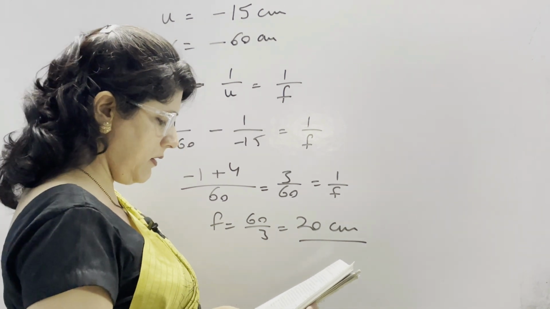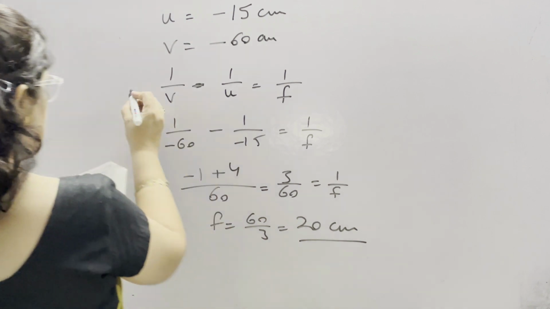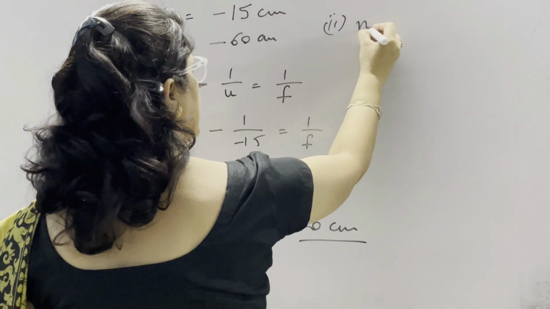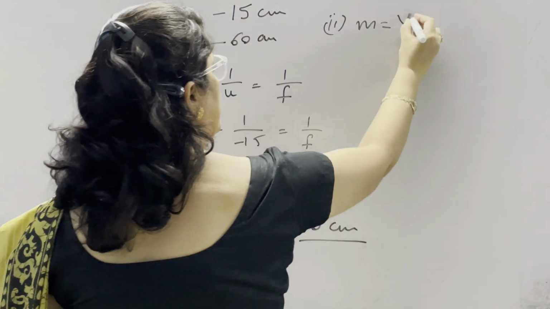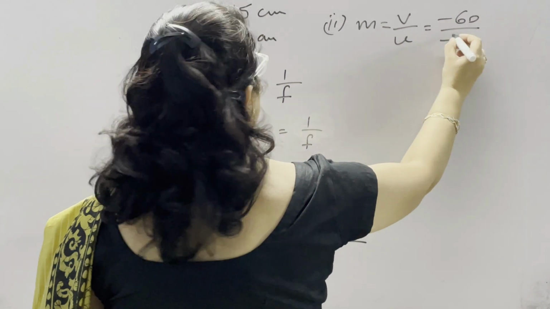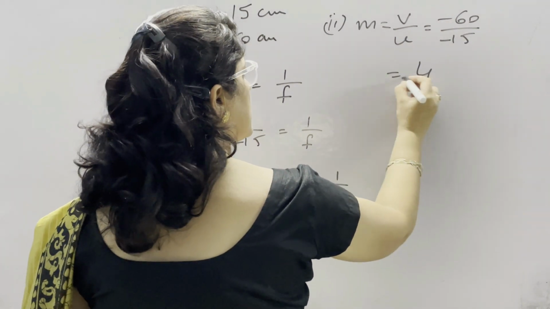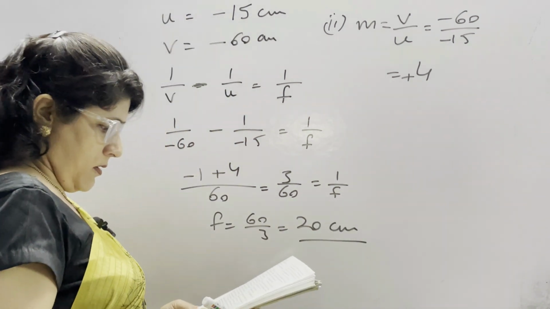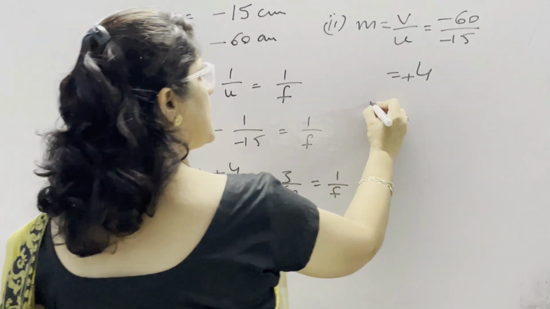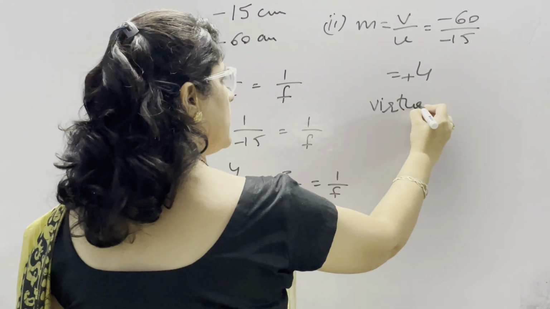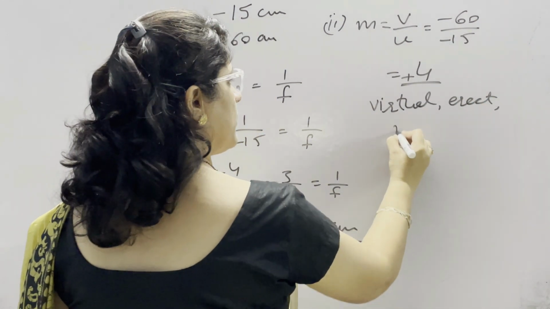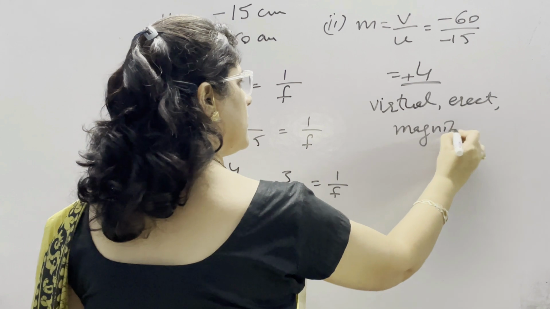Now in the second part, they have asked the magnification. This is our first part, with the minus sign. And the second part, magnification. M is equal to V upon U. The value of V is minus 60 and U is minus 15. So magnification is plus 4. Now the nature of the image. The image is forming in front of the lens, it means the image is virtual. The image is erect, and the magnification is plus 4, which means magnified.